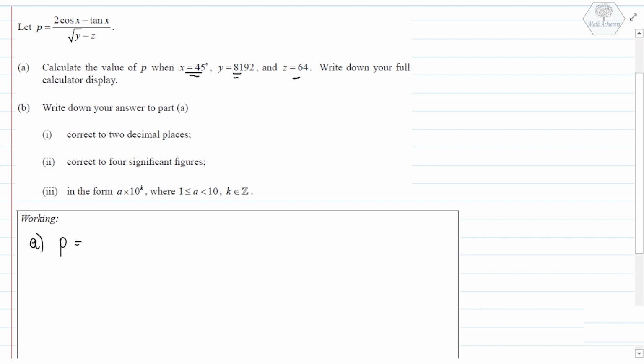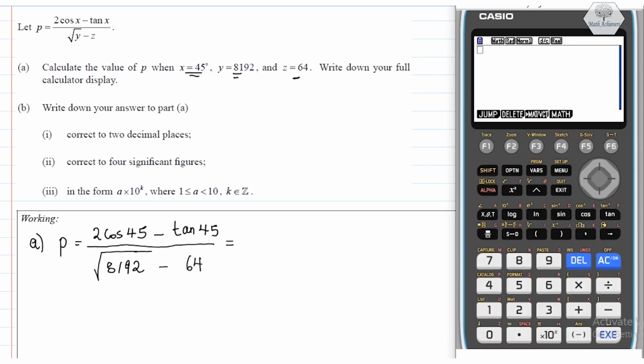So p is equal to 2 cosine 45 minus tan of 45 over square root of 8,192 minus the value of z, which is 64. And this would be equal to, we have to use our graphical display calculator.